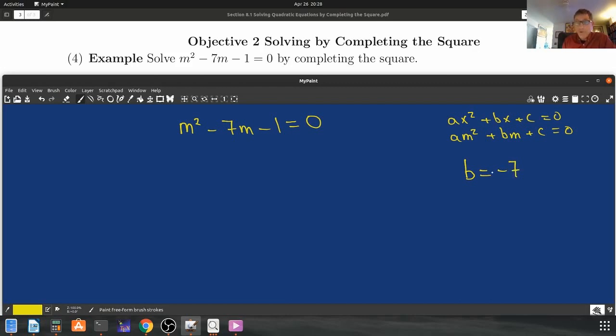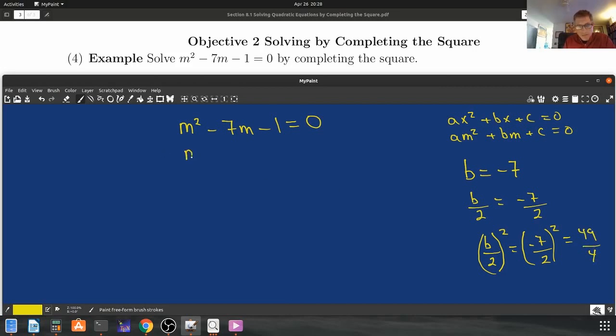The coefficient always includes its sign. So b is equal to 7, so I calculate b halves. So that's equal to minus 7 divided by 2, and that's going to be important. And then I calculate b halves squared. That's always going to be a positive number. So minus 7 halves squared is 49 fourths. So I'm going to use that.